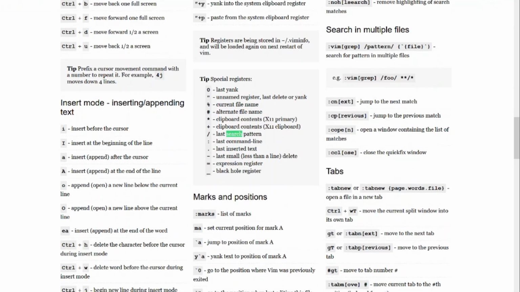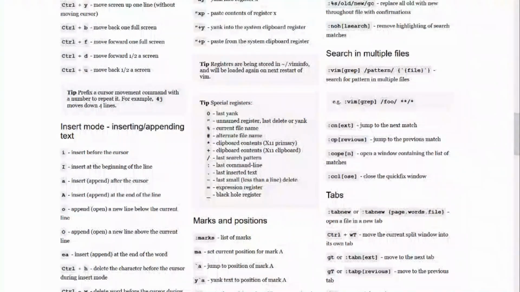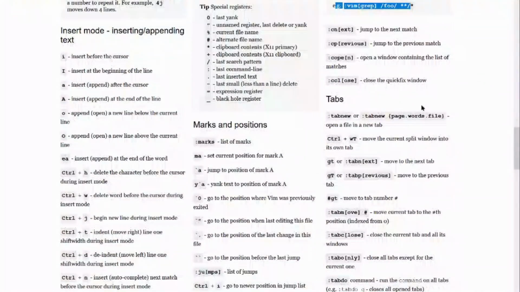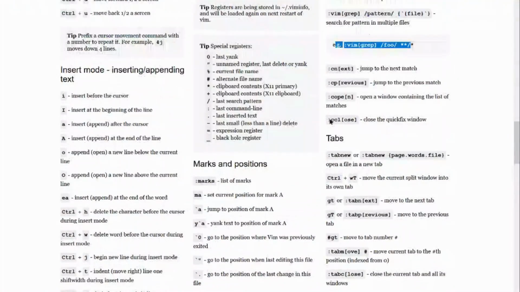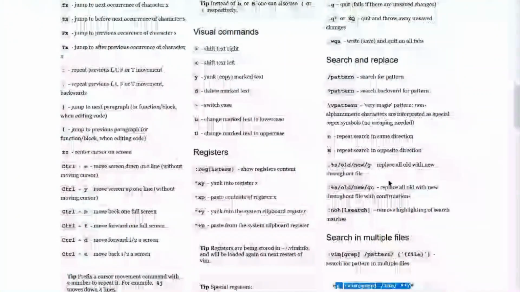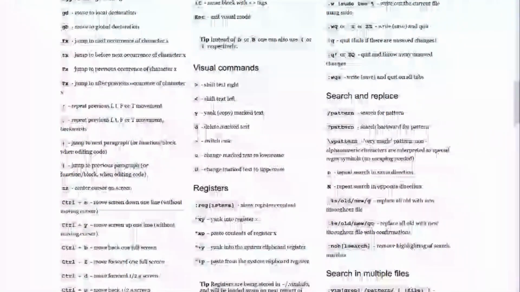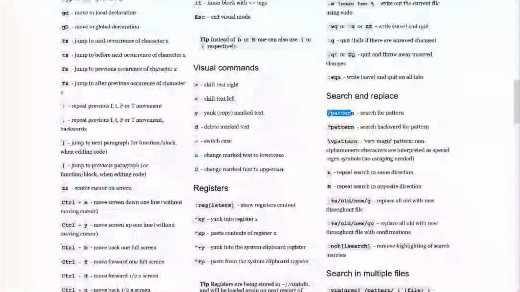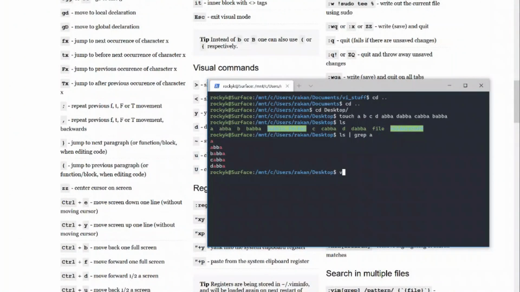So to search in multiple files, Vim grep pattern file. I've honestly never done this, so I have no idea how this would work. But yeah, I know that you can search within text files. I've never really had the need to do it, but here, let me see. / pattern, search for pattern. Okay, let me see. I can't guarantee this will work, so let me just try something out.